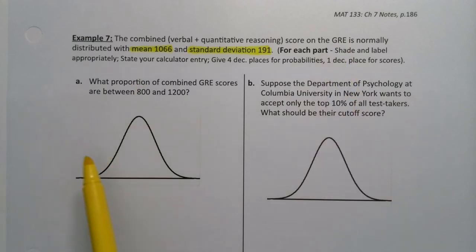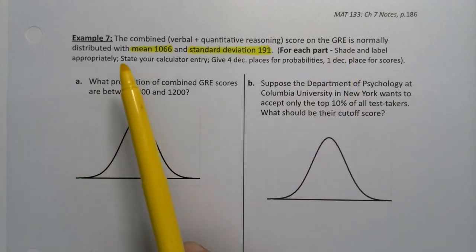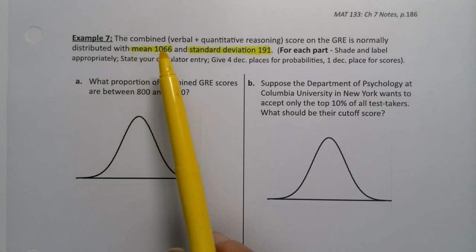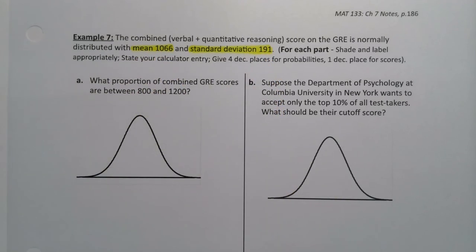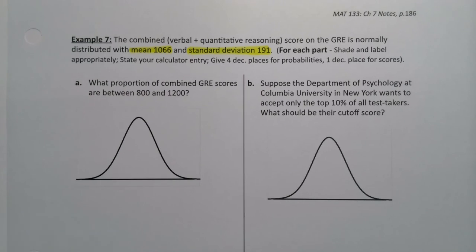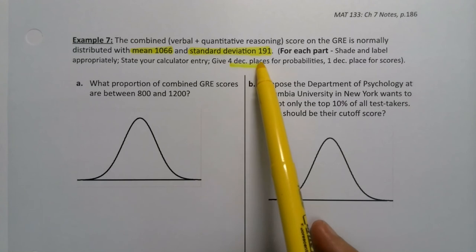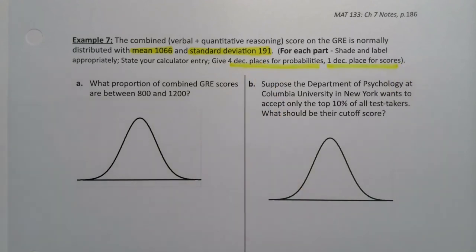All right, so it's normally distributed because it's designed that way. It's a nationally normed test. And the normal mean is 1066 and the standard deviation is 191. All right, so now we have to answer all these questions. We're going to give 4 decimal places for probabilities, but only 1 decimal place for scores. So that'll be like X values and things like that. And we're going to have to state our calculator entries and all that good stuff.